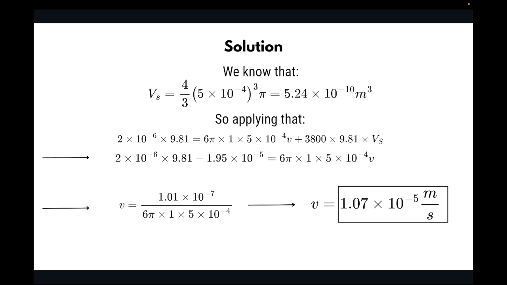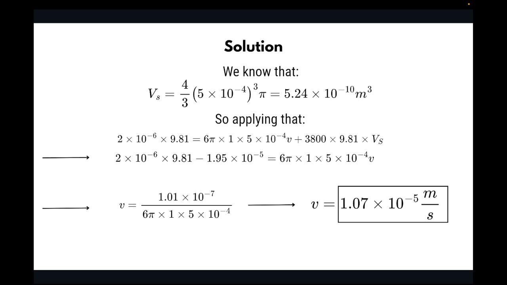Okay, so we're trying to solve for v, so we need to try our best to isolate v. So then what we do is we evaluate the buoyancy force on the right, which is 3,800 times 9.81 times the volume of the sphere. We get 1.95 times 10 to the negative fifth. So we subtract that from both sides in order to eliminate it from the right side.